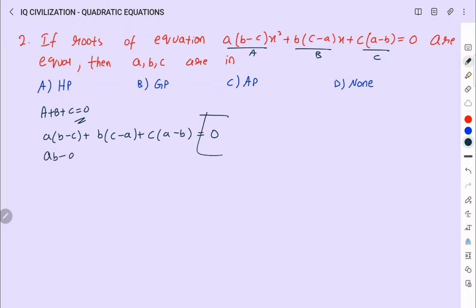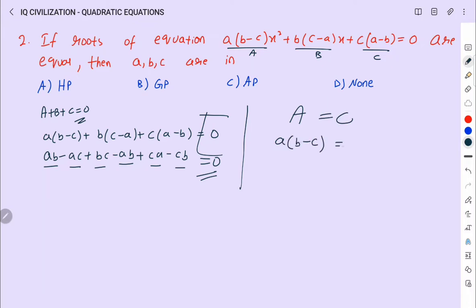So this is ab, ac, bc, ab, ca, cb. Okay, so ab cancels, ac cancels, bc cancels. So I am getting a 0 here. So our condition is a equals c. Okay, so this is nothing but ab minus ac is equal to ac minus bc. I am sending this ac to the other side. ab plus bc is equal to 2ac.